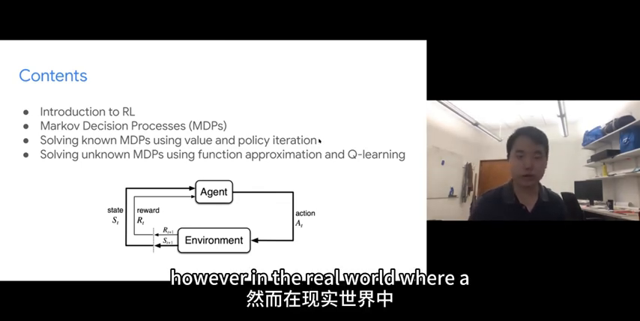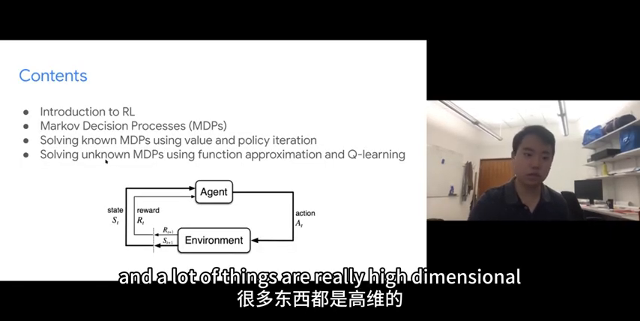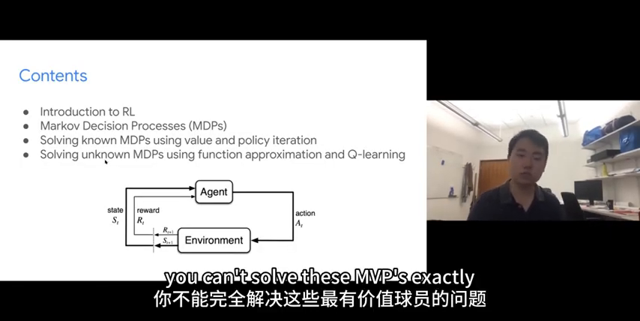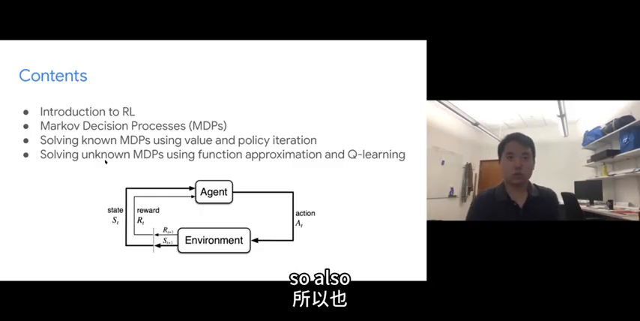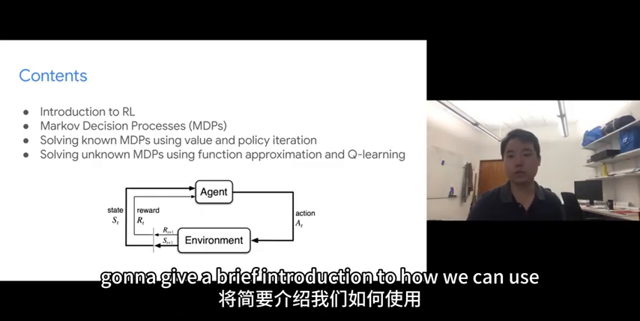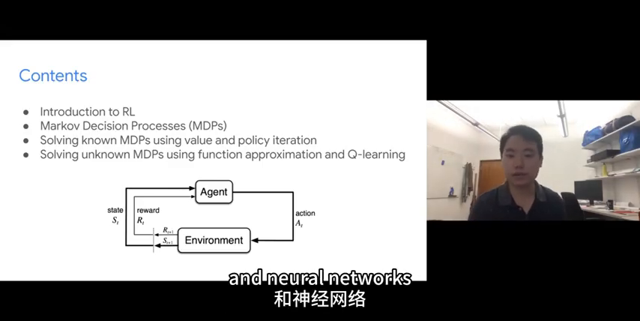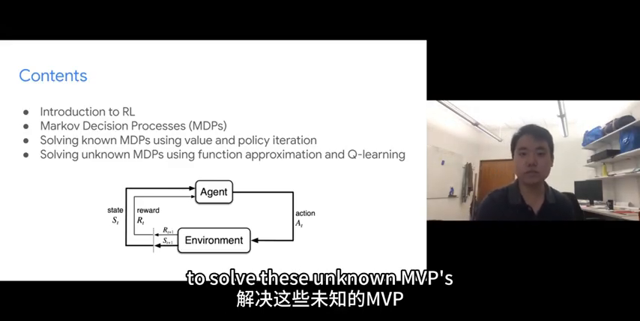However, in the real world, where a lot of things are unknown and a lot of things are really high dimensional, you can't solve these MDPs exactly. So we're also going to give a brief introduction to how we can use function approximation and neural networks to solve these unknown MDPs.